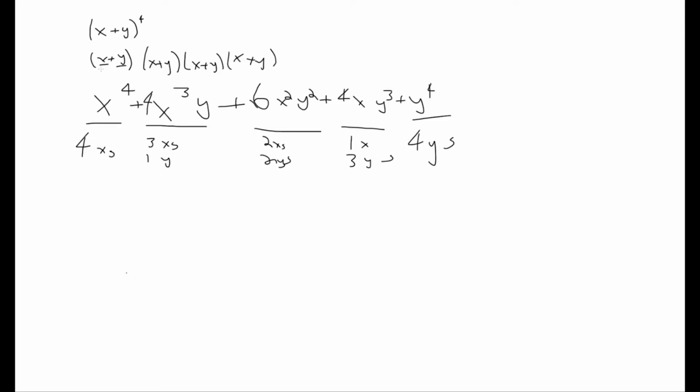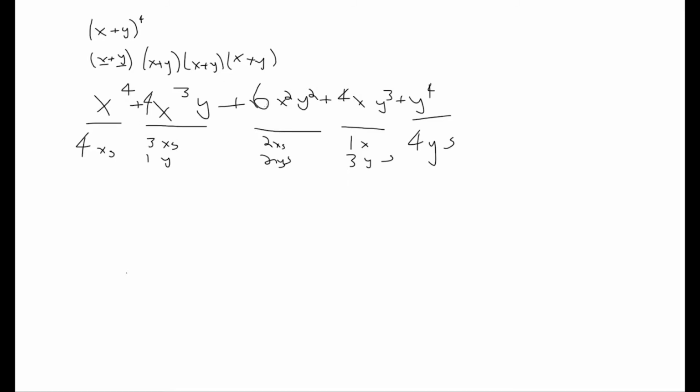So, for example, x times x times x times x would get you x to the 4th. And if we were to pick 3 x's, so x times x times x, and then a y, we would get x cubed y. So each of these terms is a product of different combinations of x's and y's. You can have 4 x's; 3 x's and 1 y; 2 x's and 2 y's; 1 x and 3 y's; or 4 y's in this case. And in a way, these coefficients represent the number of different ways 3 x's and 1 y can be chosen.